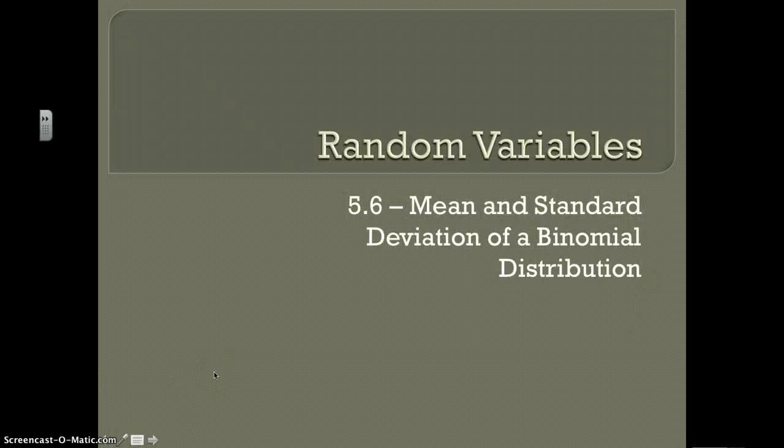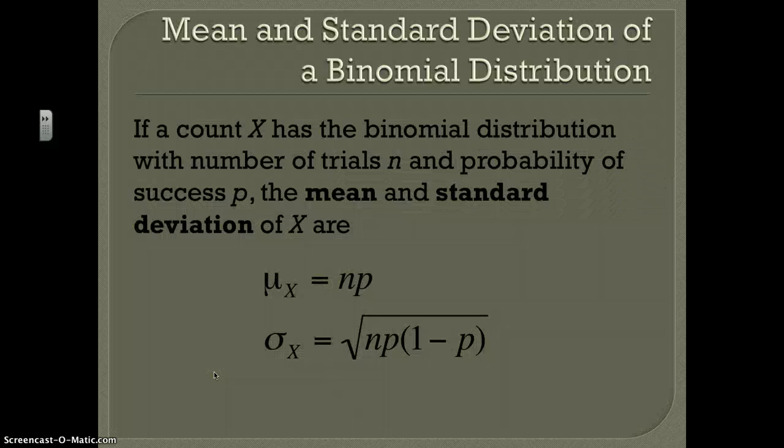Okay guys, pretty quick video on mean and standard deviation of binomial distributions. Fairly easy. It's just that the mean looks a little bit different than what we're used to. So if X has the binomial distribution with number of trials n and probability of success p, the mean and standard deviation are now going to be given with the following formulas. So for the mean, we're just going to multiply the number of trials and the probability of success.